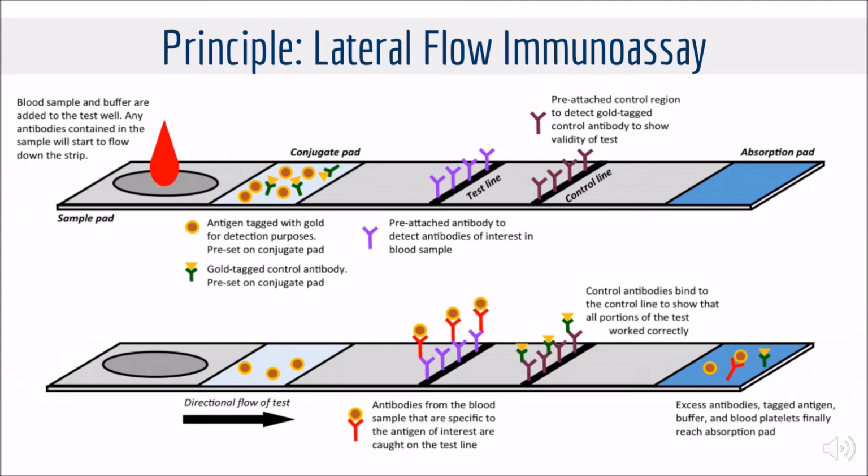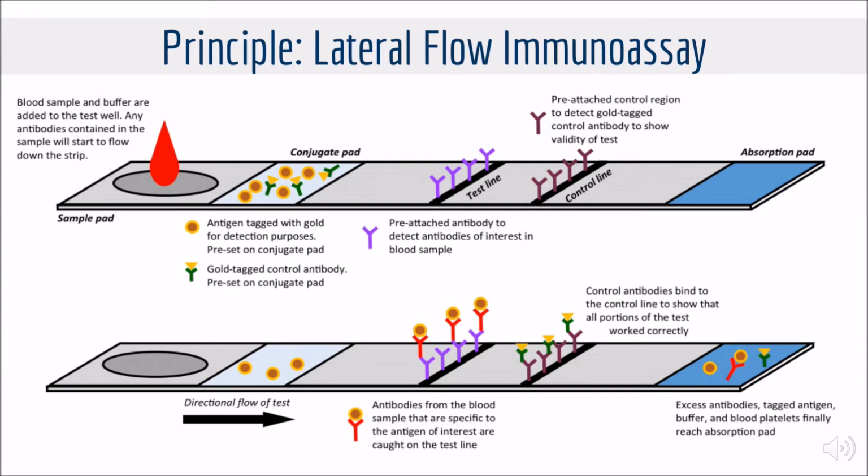So let's look at the flow of the test. When the blood sample is added to the test, the antibodies contained in the sample will start to flow down the strip by capillary action. At the conjugate pad, antibodies that are present from the blood sample will bind to the antigen of interest, forming an immunocomplex. Then it will be caught on the test line by the pre-attached antibody.